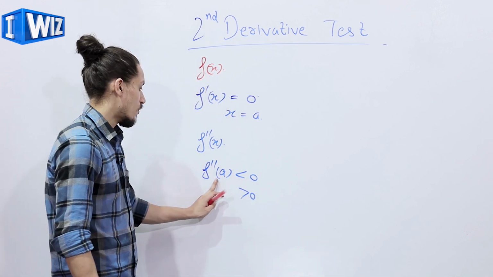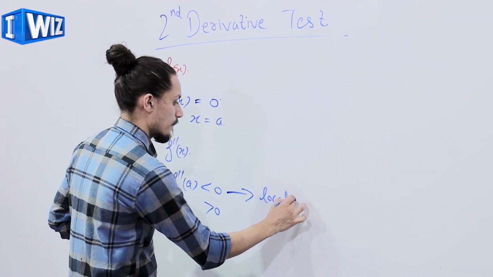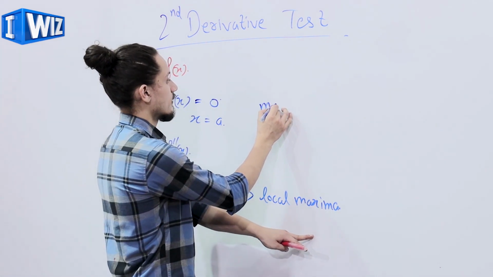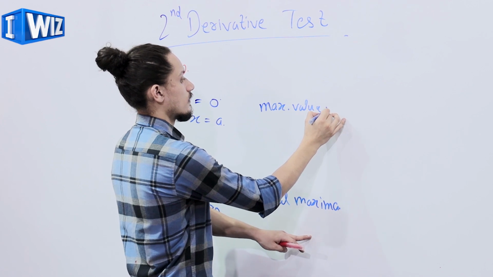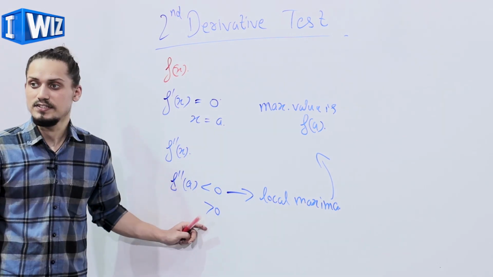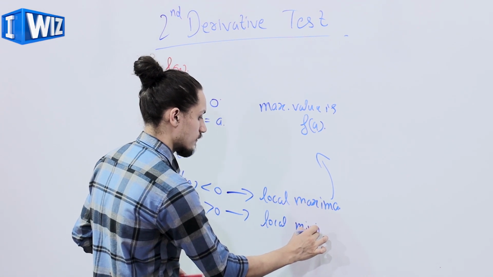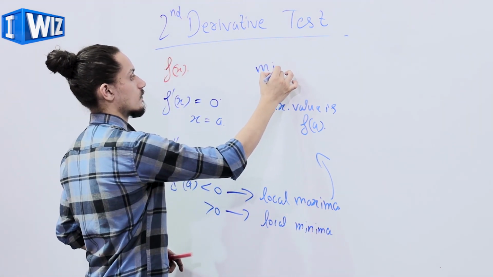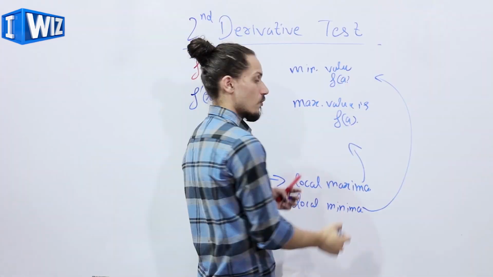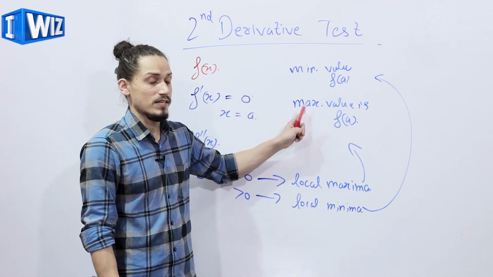In case the value of f double dash a is less than 0, then we say this is a point of local maxima, and the maximum value is attained in this case at f of a. And if f double dash a is greater than 0, then we say this is a point of local minima, and the minimum value in this case will be attained at f of a. Okay, this is how you use the second derivative test to find local minima, local maxima, maximum and minimum values.